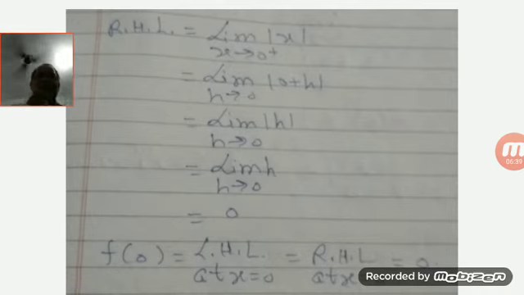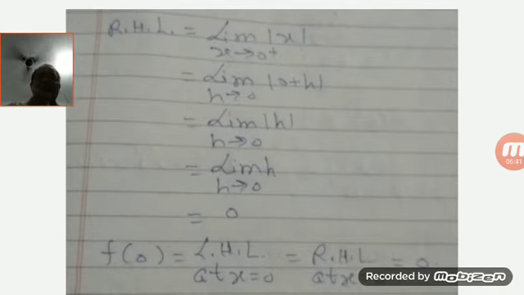Now we can calculate the left hand limit. Left hand limit is equal to the limit of modulus of x when x tends to 0 minus, which is equal to the limit of modulus of 0 minus h, h tends to 0, which is equal to the limit of modulus of minus h when h tends to 0. The value of modulus of minus h will be h. So we can write limit of h tends to 0. We can put h equal to 0. So in this way the left hand limit is equal to 0.